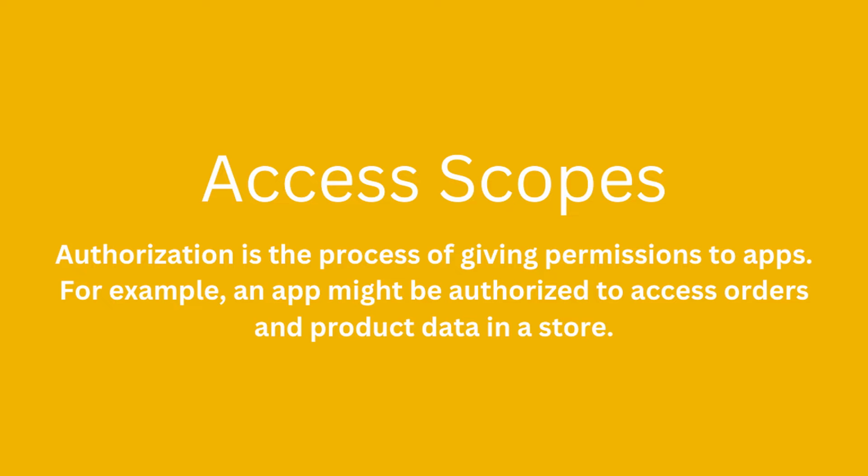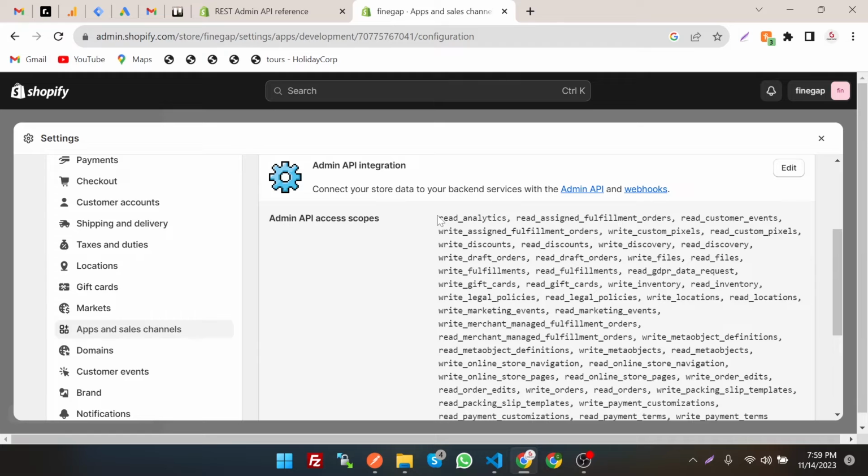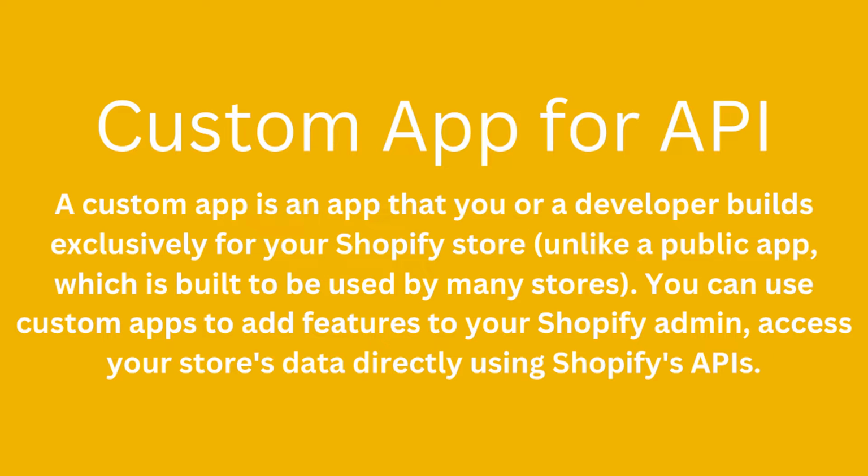So let's talk about access scopes. For example, if you want to create the order only, then you can access the scope of the order. So you do not have to access the scope for other products, carts, and many other things. So after that, let's create an app in Shopify for the REST API.